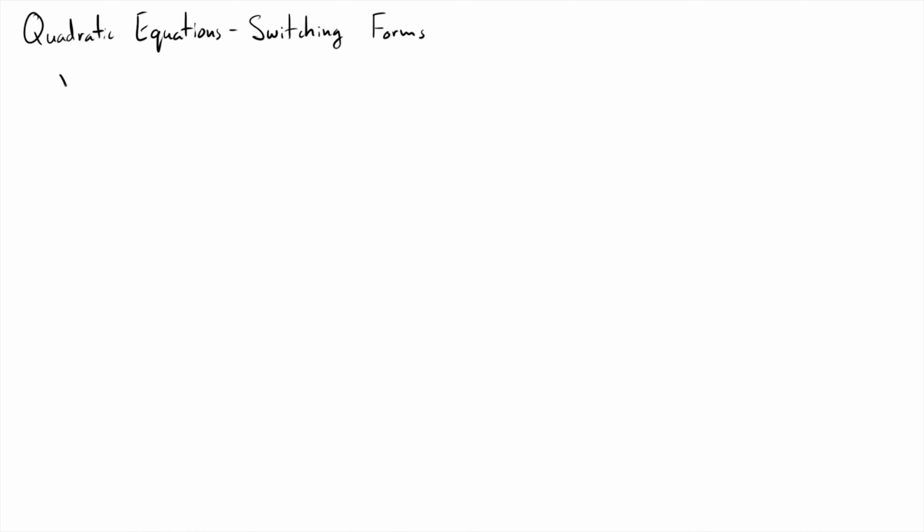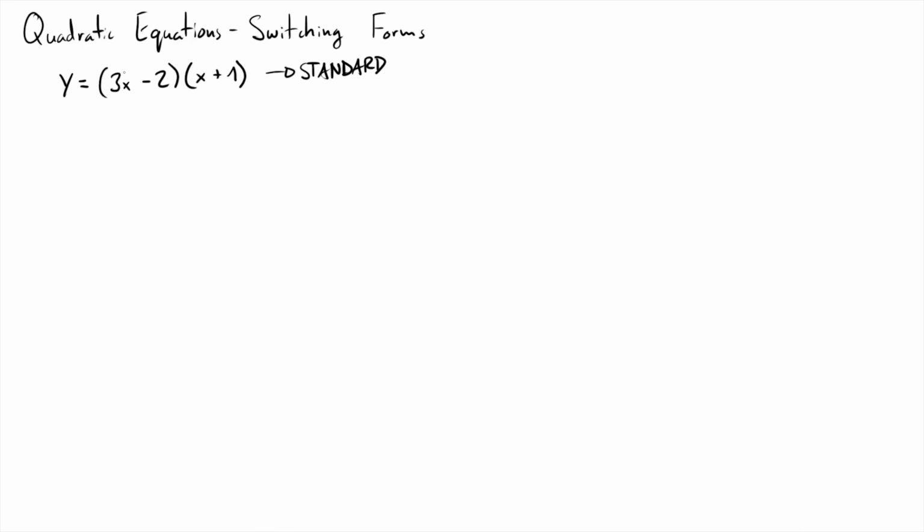So let's say, for example, I have the equation y equals 3x minus 2 times x plus 1. And I want to go from this factored form into a standard form, okay? So I want to go into standard. So how do I do that? Well, it's pretty easy. All we have to do is get rid of these brackets, okay? So all we're going to do is expand and simplify.